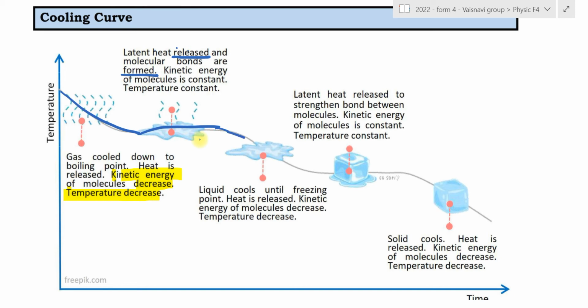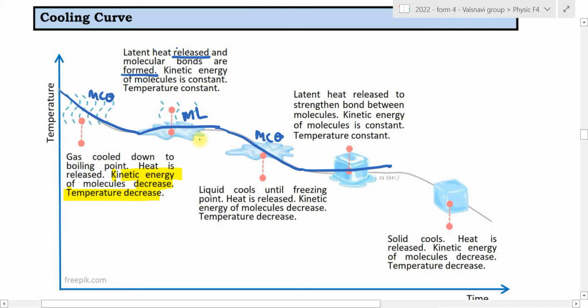And then it becomes liquid. Okay, liquid. Here, liquid cools until freezing point. Heat is released. Use mcθ to calculate. So the kinetic energy of the molecule also decreases, hence the temperature decreases. Okay. And then here, what did it just become? From gas to liquid, condensation. Now it becomes freezing. Liquid goes to solid, freezing.